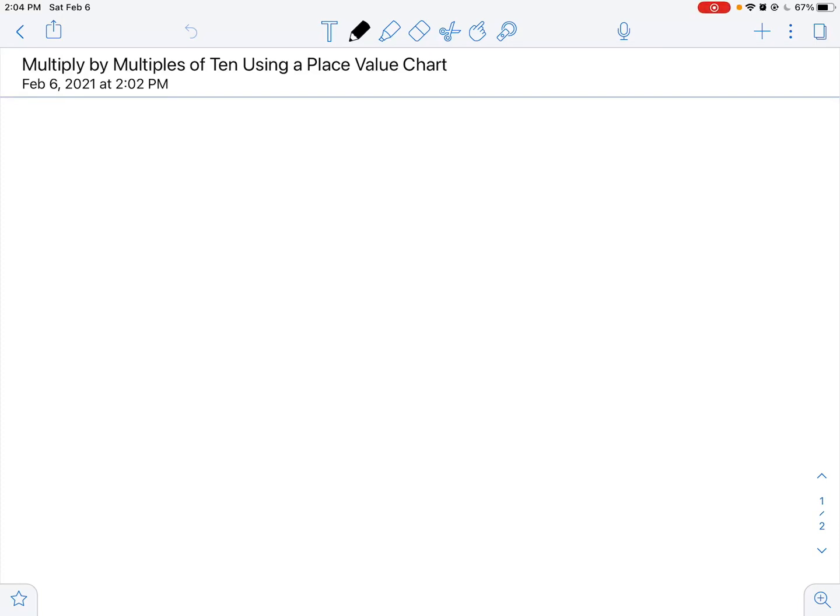Hello everybody. Today we're going to take a look at multiplying by multiples of 10 using our place value chart. So we've been doing lots of multiplication and we're going to start to extend our understanding of multiplication to multiples of 10. So the first thing I want you to know is what do I mean by multiples of 10?